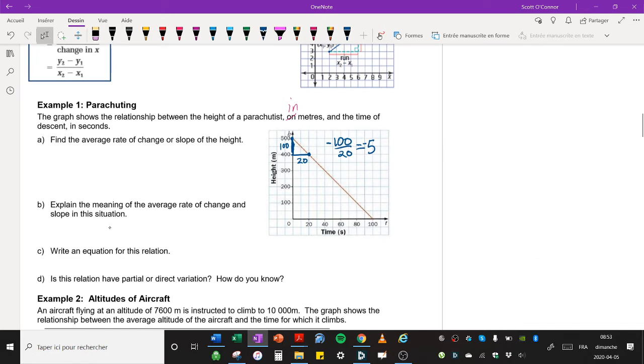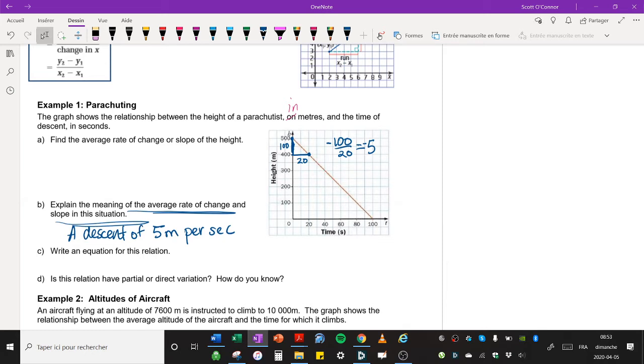It says, explain the meaning of the average rate of change and the slope in this situation. Well, because we have a parachutist and we're measuring their height over time, it means that the parachutist is descending at a rate of 5 meters per second. So a descent of 5 meters per second, and that's what it means in this situation.